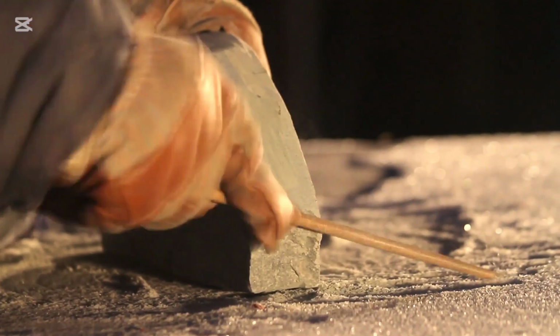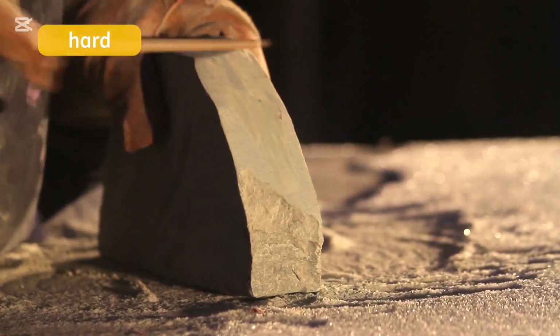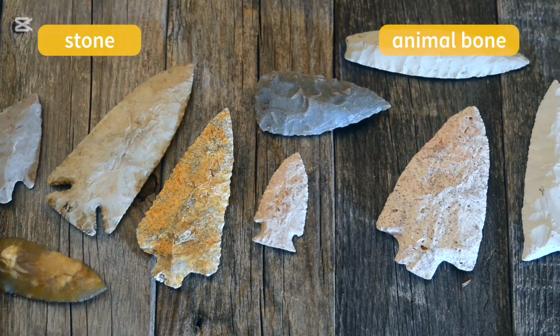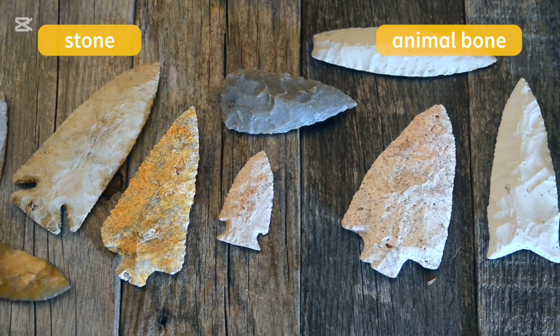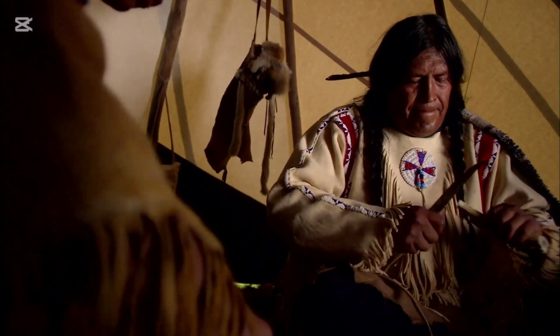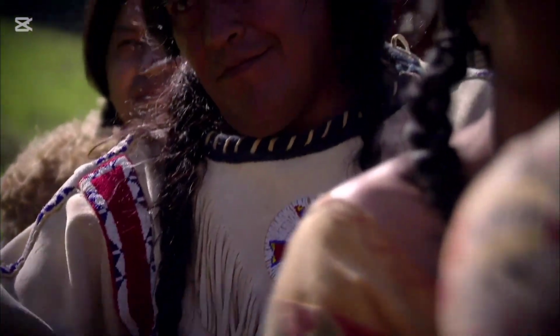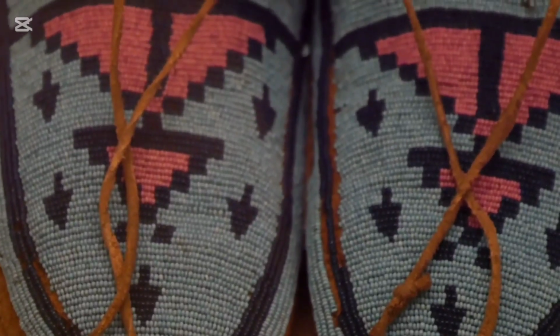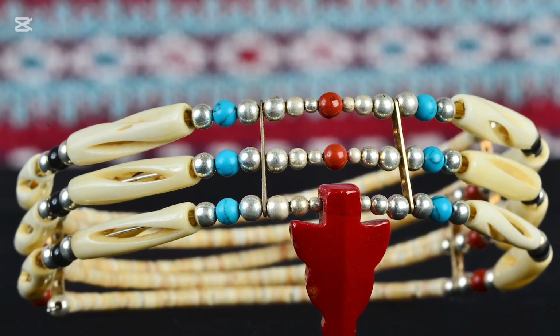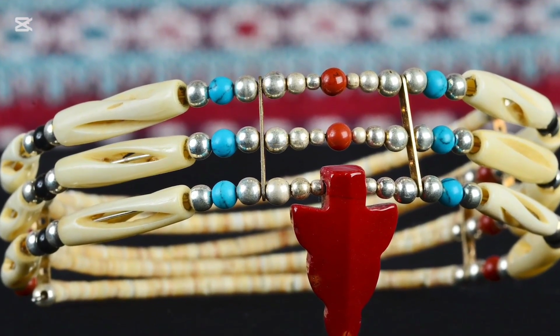The Native Americans used hard materials like stone and animal bone to make tools. They also used hard materials to make colorful beads. They used beads on their clothes and shoes and to make beautiful jewelry.